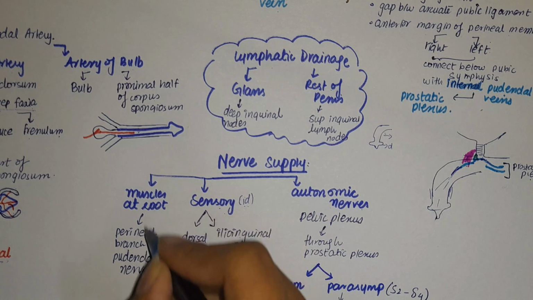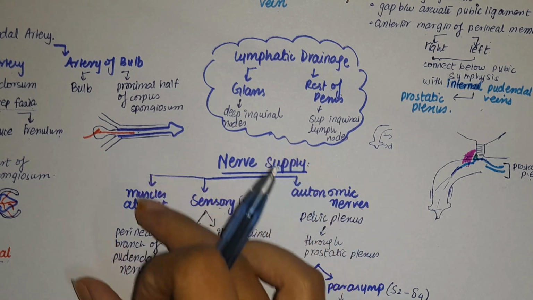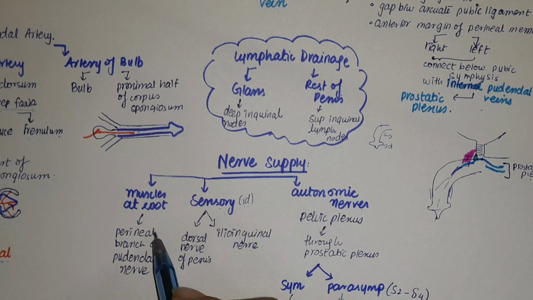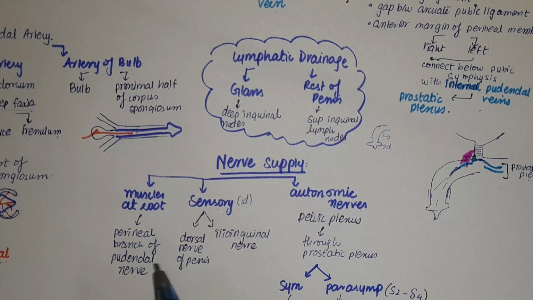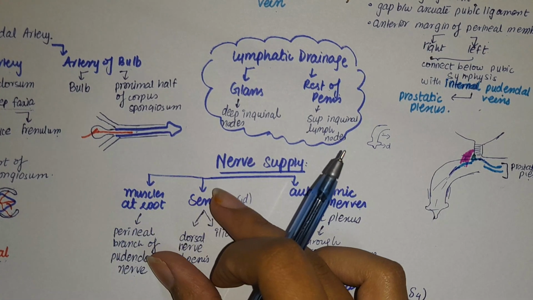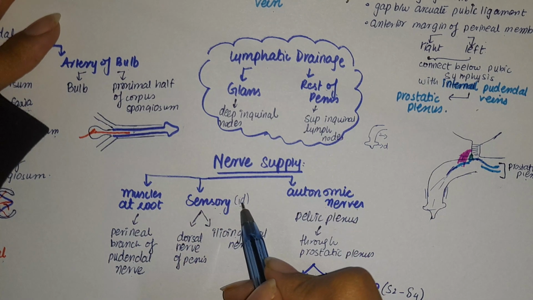Muscles at the root are supplied by the perineal branch of the pudendal nerve, because the root of it is lying in the superficial perineal pouch, so a perineal branch of the pudendal nerve would suffice. So muscles, perineal branch of pudendal nerve. Sensory nerve supply, ID. I is for ilioinguinal, D is for the dorsal nerve.